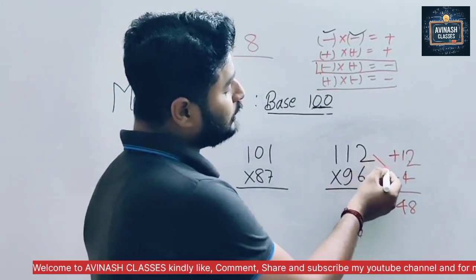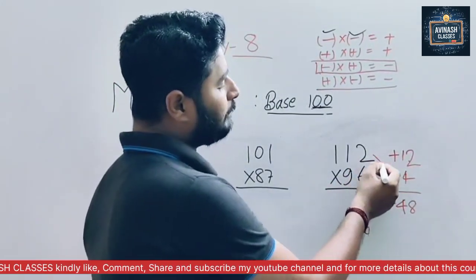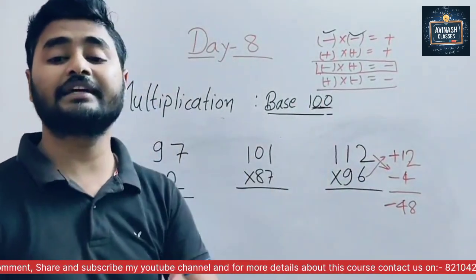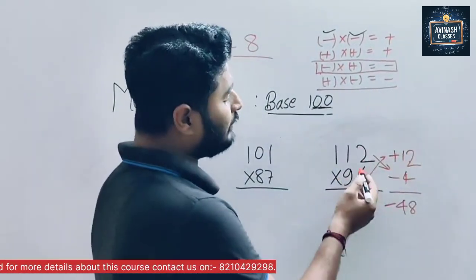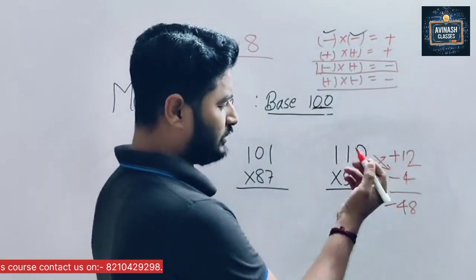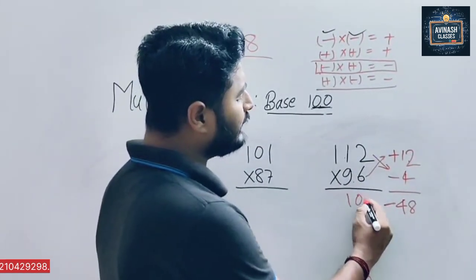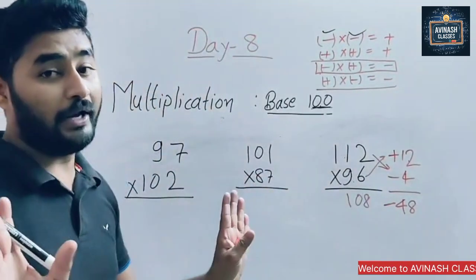Now, either you do -4 or +4, we get the same answer. Exactly, we will get the same answer. So 96 plus 12, and 112 minus 4. Okay, so we get here 108. Till now, no problem.